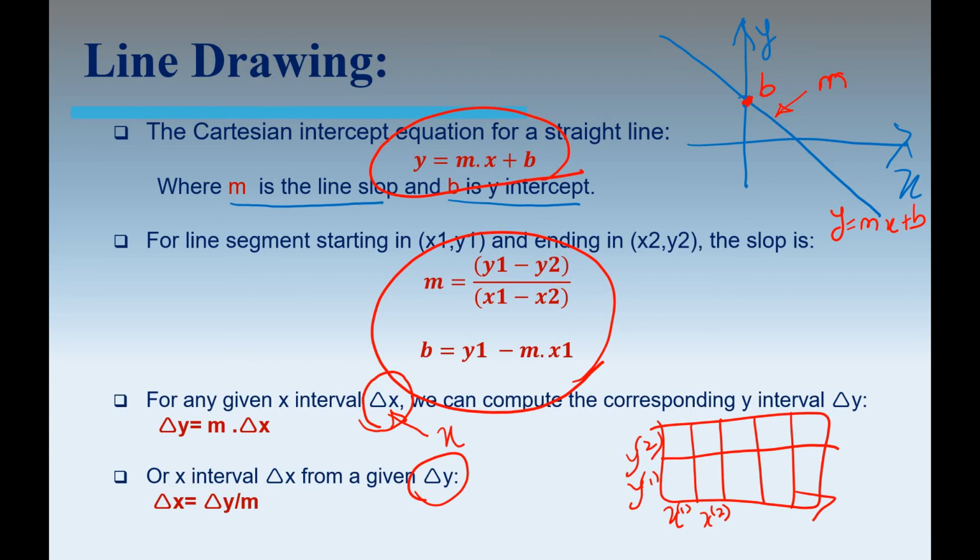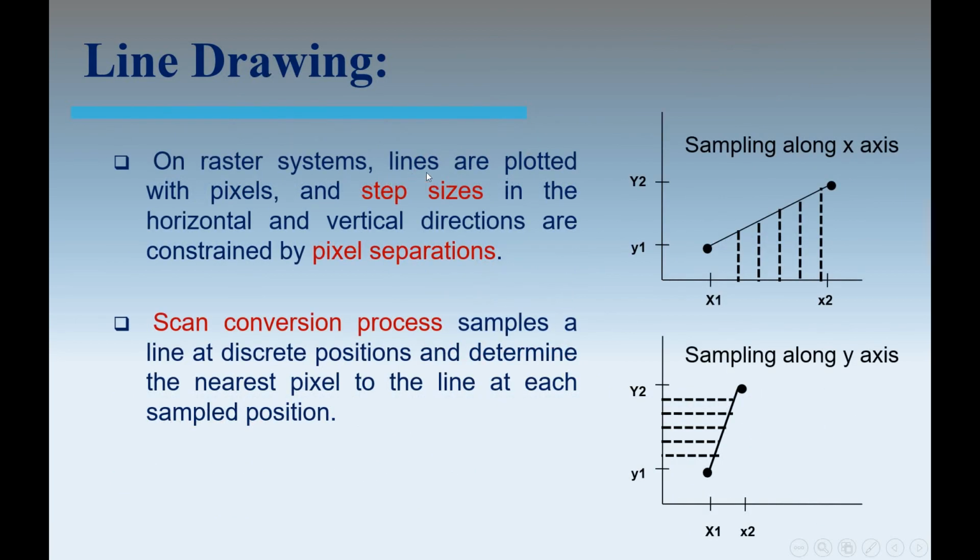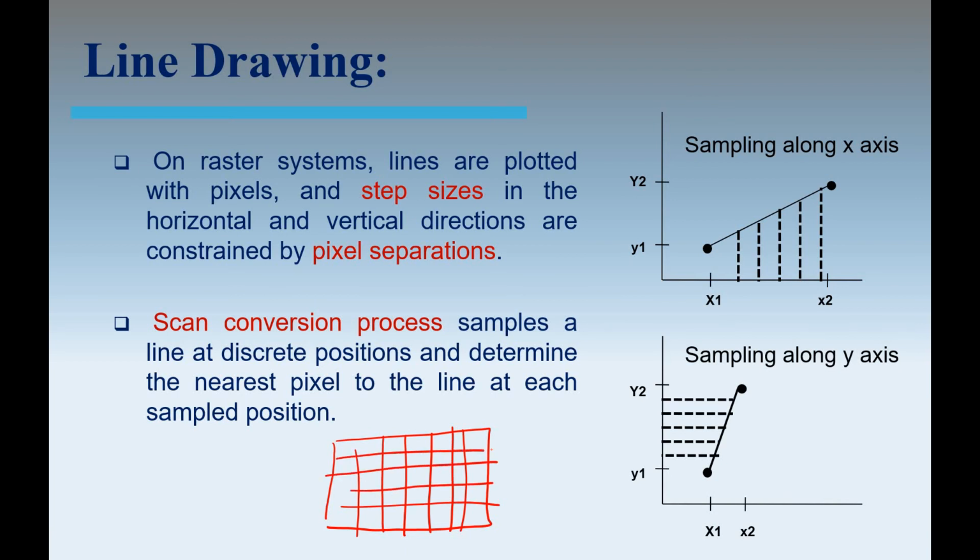Now on raster systems, lines are plotted with pixels, and step sizes in the horizontal and vertical directions are constrained by pixel separations. The scan conversion process samples a line at discrete positions and determines the nearest pixel to the line at each sampled position. In this digital world nowadays, we use raster because most of the output devices use a pixel based display. Most output devices are pixel based.